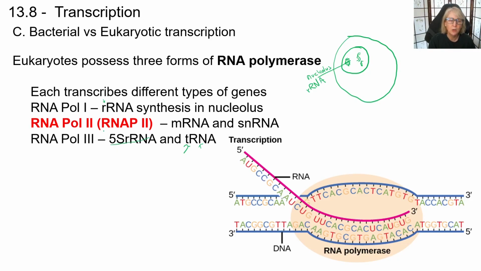RNA polymerase 2, also called RNAP2, makes mRNA and snRNAs as well. I'm going to mainly talk about this a little bit.